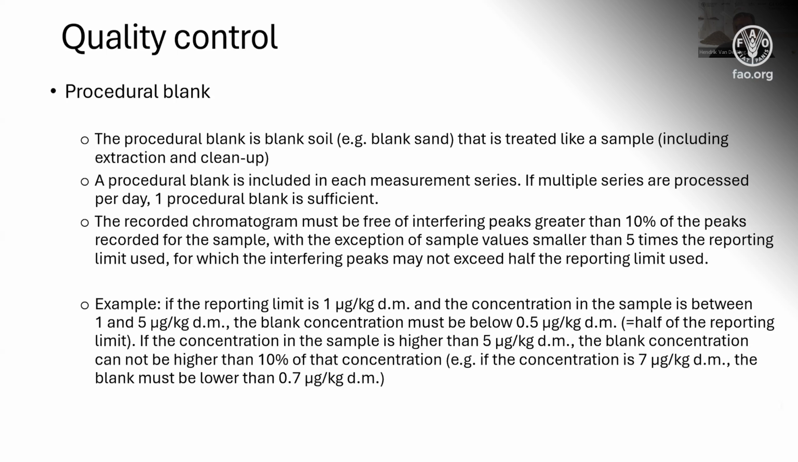If the concentration is higher than 5, that is 5 times the reporting limit, then the blank concentration cannot be higher than 10% of the concentration. For instance, if the concentration in the sample is 7 microgram per kilogram, then the blank must be lower than 0.7. So the blank value can never exceed 10% or half of the reporting limit.